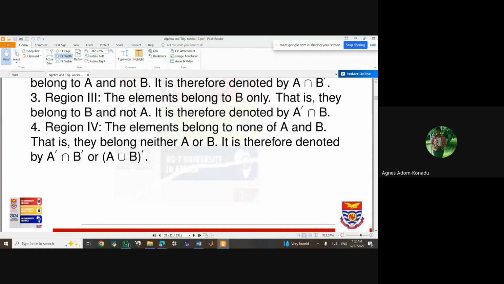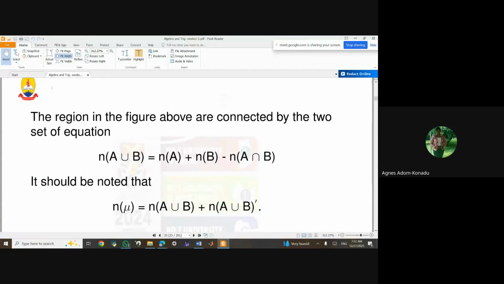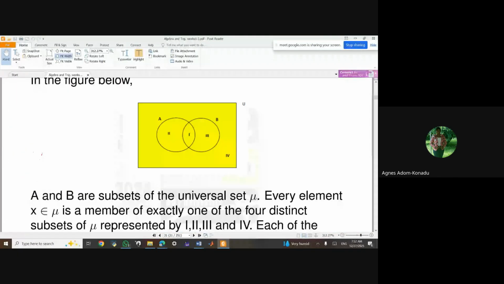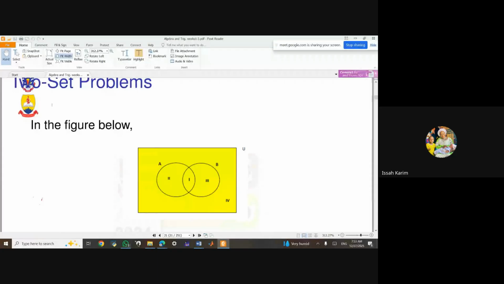So that is it. And it says, region in the figure. Heading towards region 2, you claim A minus B. And region 1 is A minus B. And region 3, you claim B minus A. Yes, please.